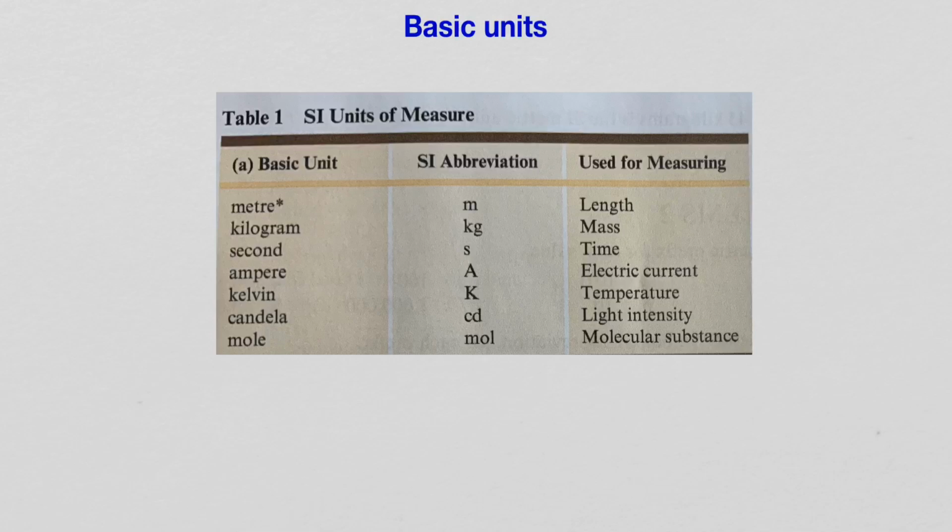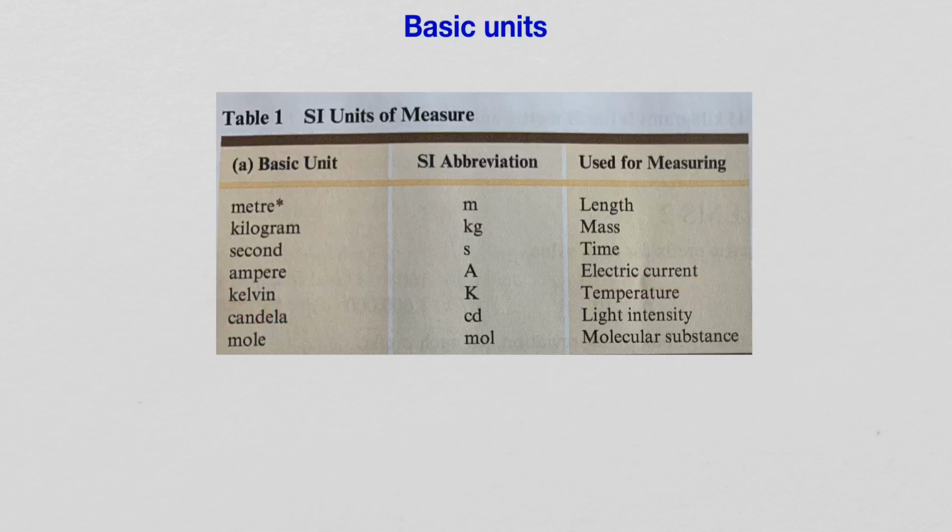There are 7 basic units in the metric system. And this table here shows those basic units and what quantities are they assigned to. So first we have the meter, which has an abbreviation of M, and this is the unit for length. Then we have the kilogram, which is abbreviated with kg, and that is the unit for mass. We have the second, which is abbreviated with an S, that is the unit for time. We have the ampere, which is abbreviated with A, and that is the unit for electric current.